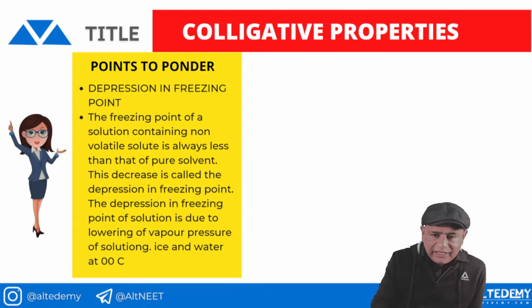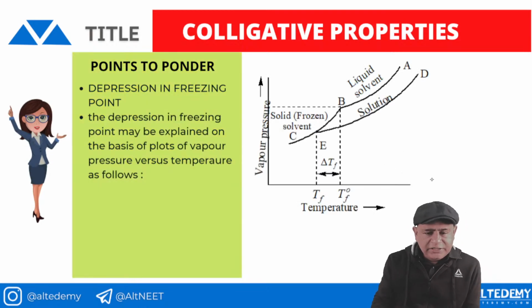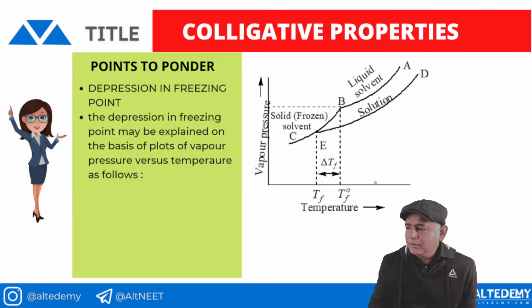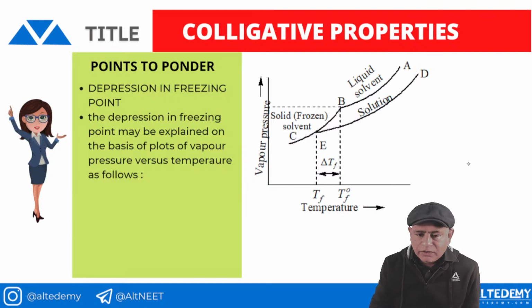I have explained this depression in freezing point, not with an example, rather with a graph. You should try to understand this graph. What is happening? Look here. On the y-axis, we have taken vapor pressure, and on the x-axis, we have taken temperature.